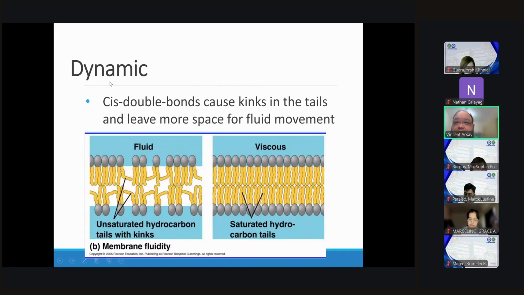This dynamicity, or how dynamic they are, can be as a result also of your cis double bonds that cause the kinks in the tails and then leave more space for the fluid movement. So as you can see, in an area that is full of saturated fatty acids, they are more compact, less able to move. With the kinks in the hydrocarbons, they allow more space in between your lipids. Hence, they are more compressible and they are more capable of movement because they are not as compact.